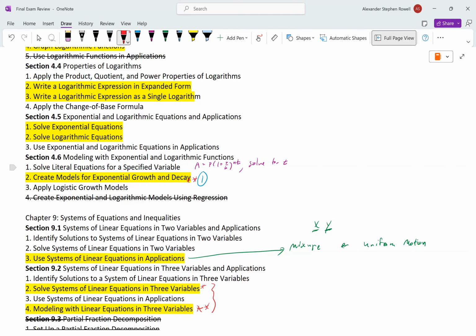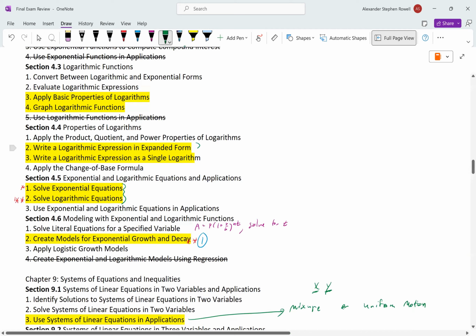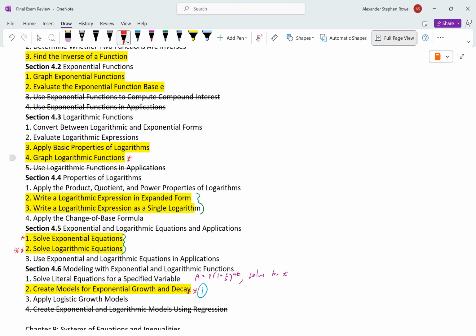Okay, so for sure asking one of these 2 problems, solving an exponential equation or logarithmic equation. You guys did really well in the log equations, but they're pretty important. So I'd be leaning toward asking another log equation. Can you use the rules of logarithms to expand or compress a log? Can you graph a logarithmic function? Can you graph an exponential?